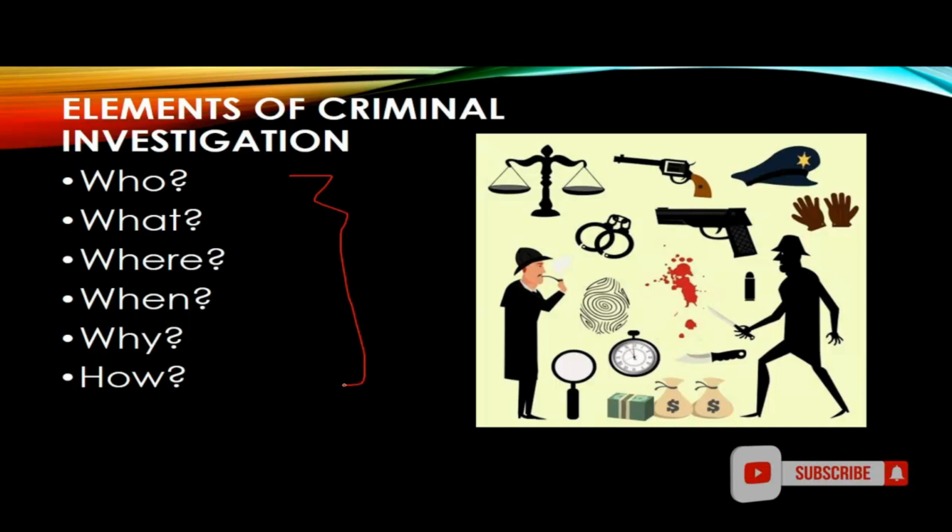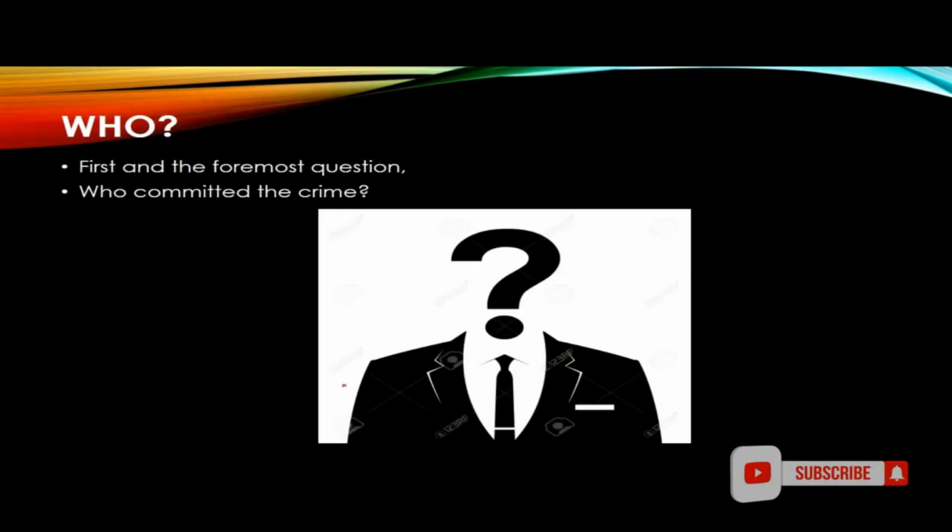So let's start. The first element of criminal investigation is who. Who is the question that the investigator asks to know more about the crime. The first question that he asks is who committed the crime. That's the first and foremost question that he wants to know. Who committed the crime? Who is the prime suspect at the time?